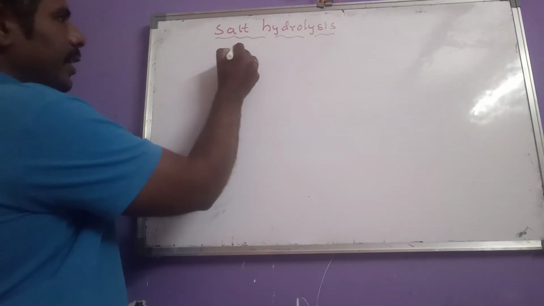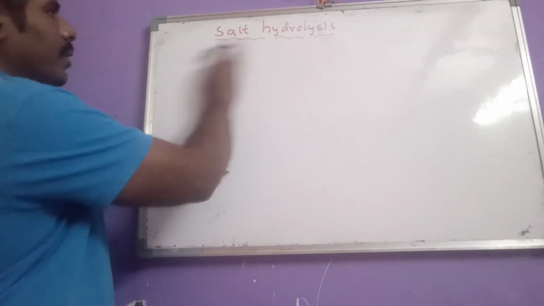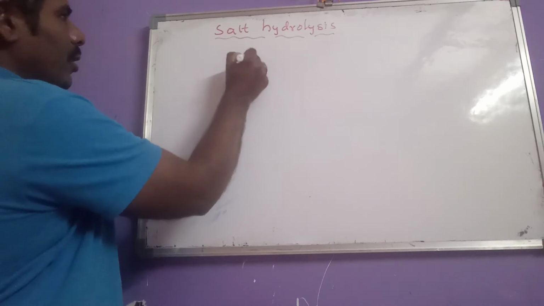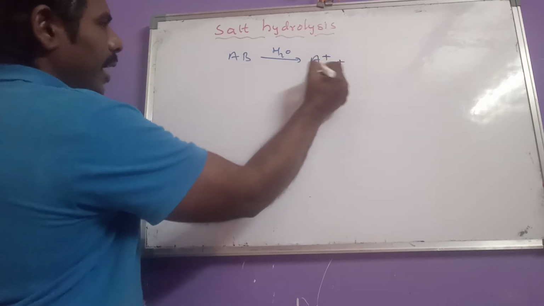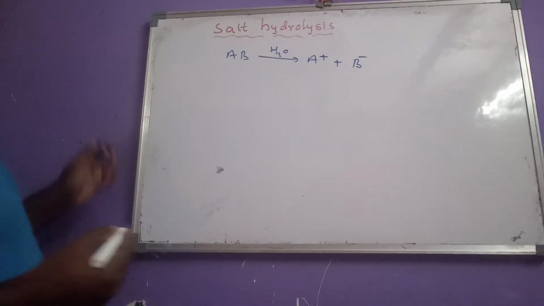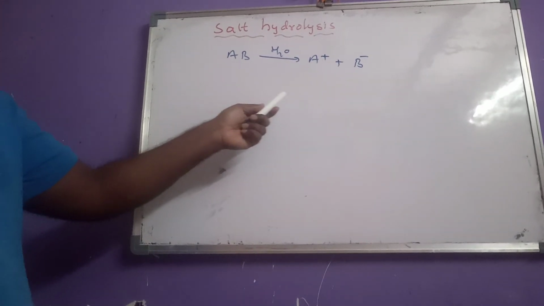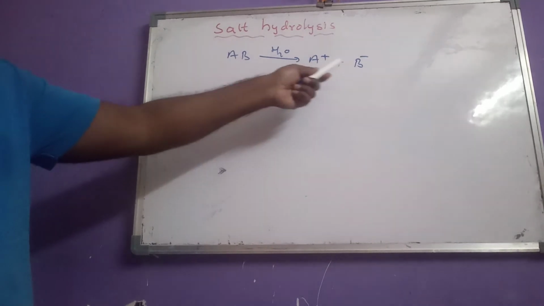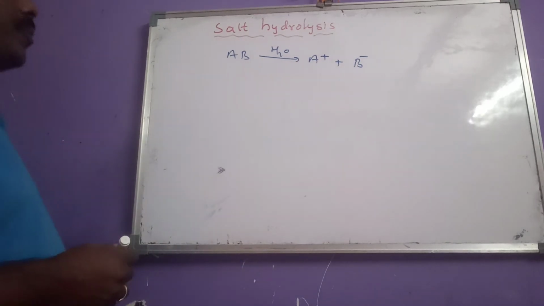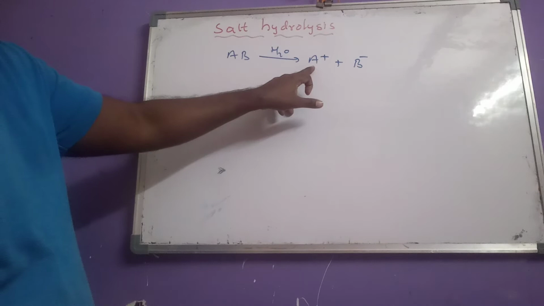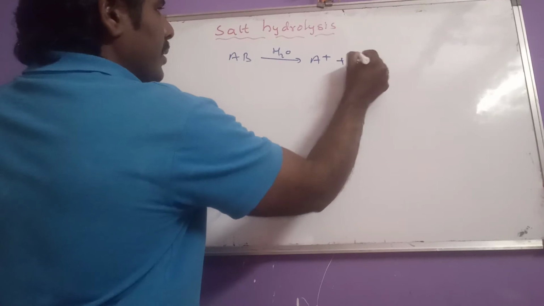So what is that here? If you consider AB as a salt, when dissolved in water, it produces A plus as cation and B minus as anion. So when a salt is dissolved in water, it produces cation and anion. And this cation is said to be conjugate acid, and anion is said to be conjugate base.